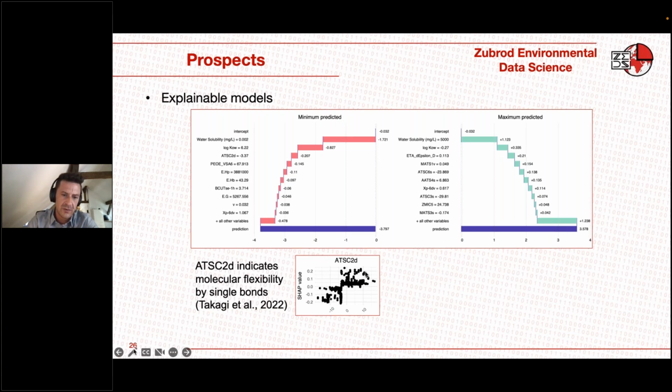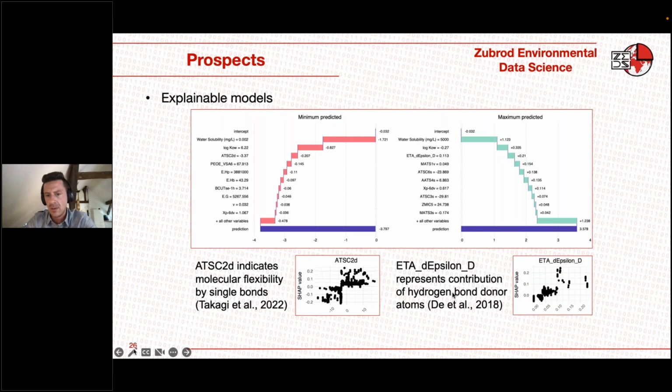And here we can use our feature dependence plot based on SHAP values. We can see -3.4 is a relatively low number, so we are talking about a relatively rigid molecule here. And our model associates such rigid molecules with lower effect values, so with higher toxicity. On the other hand, we have here as an example ETA_dEpsilon_D, which represents the contribution of hydrogen bond donor atoms. Again, a feature dependence plot here, and we can see that it has a value of 0.11, which is relatively high, and high values here are associated by our model with high effect values, so low toxicity.